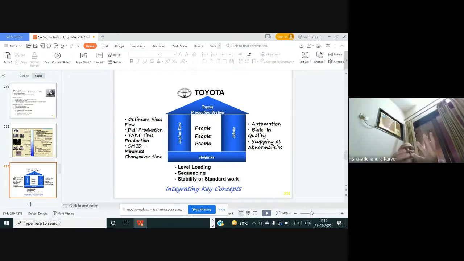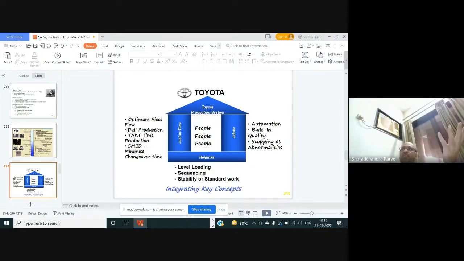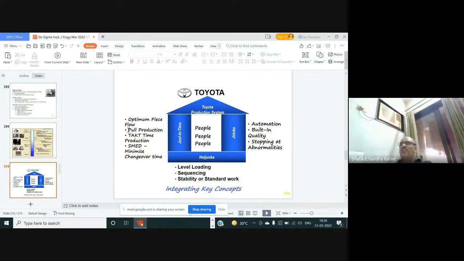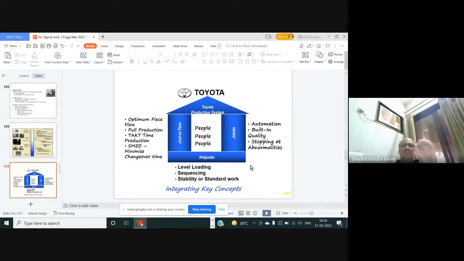So there are two concepts which are generally called in lean: push in the process and pull in the process. When you are pushing, process A is producing and pushing it to B, then B is pushing it to C. Otherwise, what is important in lean production is pulling from the process. Your end-step process is pulling the product from the earlier process. So it should be on that concept. That is how you have to design a process, and that has been emphasized in the lean production system.